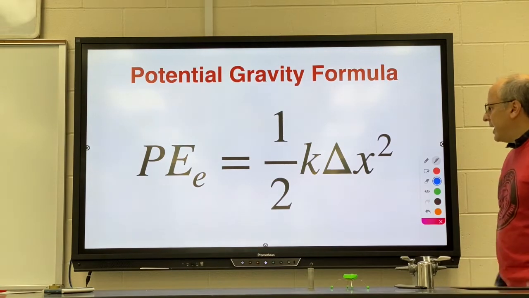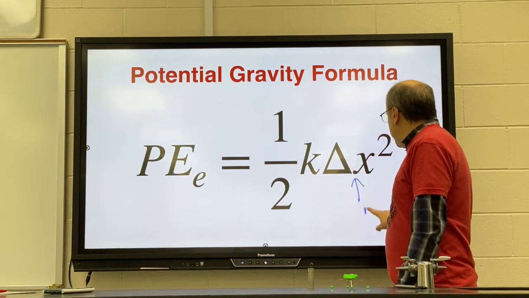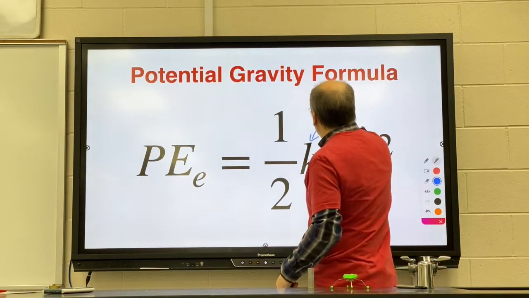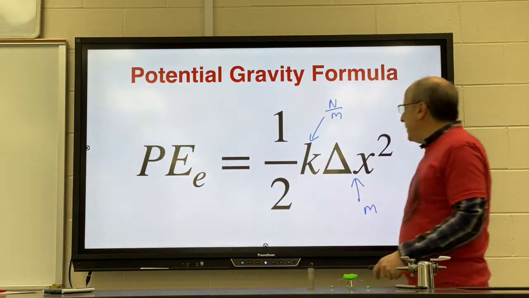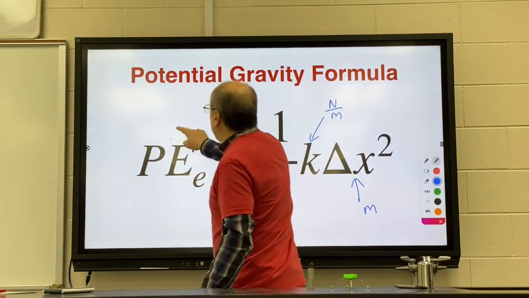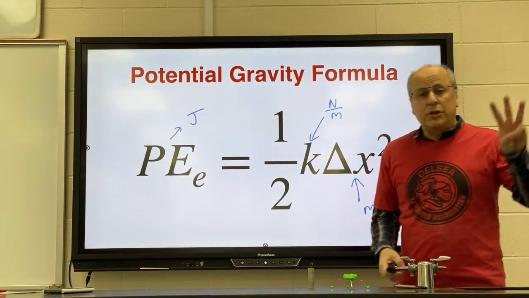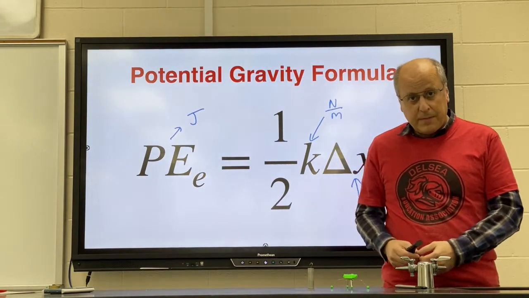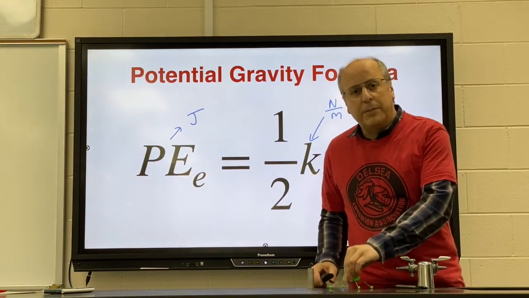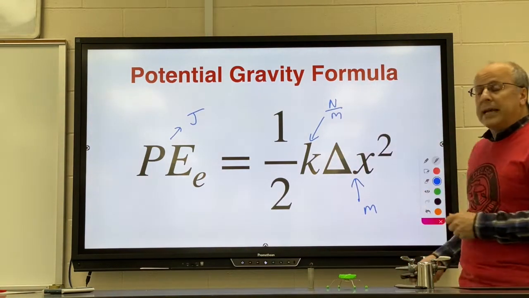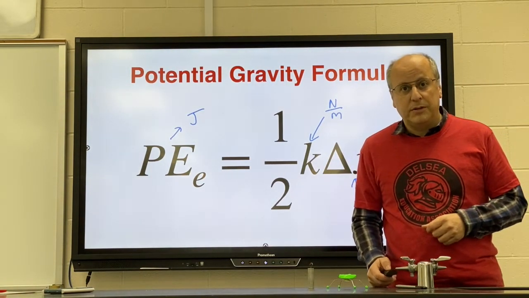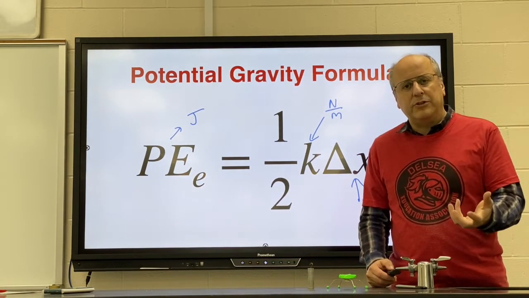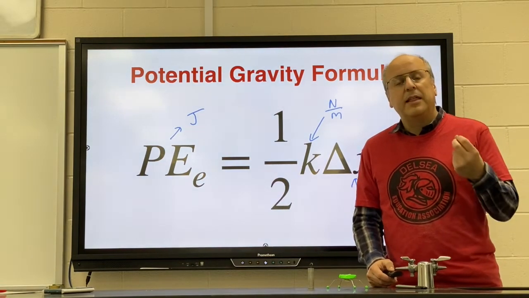The formula looks like this. You take the stretch in meters, you square it, you multiply by the strength of the spring, which is measured in newtons per meter, you'll get your answer, and your answer is going to come out in joules. So three different types of energy. Gravitational energy when you're above the ground, elastic energy when you deform an object, and kinetic energy when you have an object that is in motion. So I hope this helps give you a little bit of a flavor for the types of energy and the formulas for calculating the amount of energy.